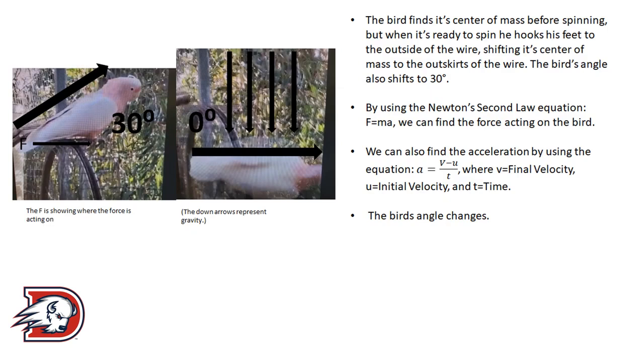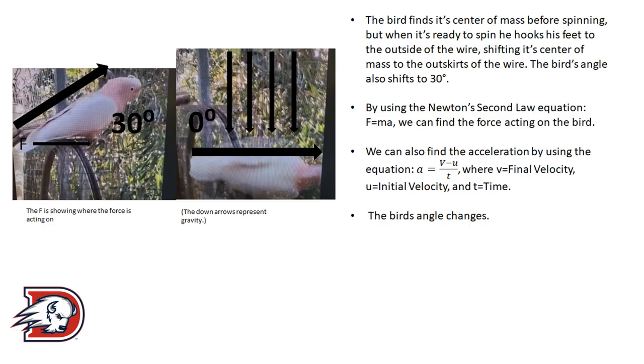The bird turns its head to the left to counteract the lean to the right and leans into the swing, giving the bird enough force to start its acceleration. By using Newton's second law equation, force equals mass times acceleration, we can find the force acting on the bird. We can find the acceleration also by using the equation acceleration equals final velocity minus initial velocity divided by time. Notice the bird's angle changes from 30 degrees to 0 degrees as it starts to spin.